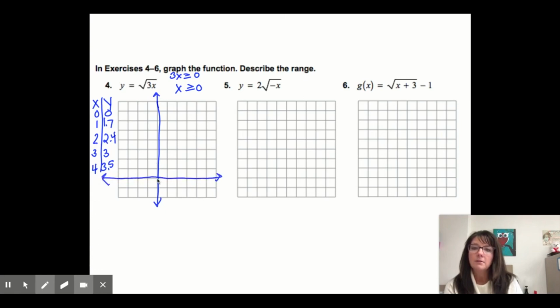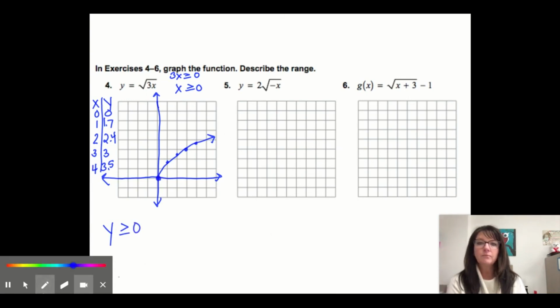Okay, so then we'll graph them. Here's our 0, 0, 1 and 1.7, 2 and 2.4, 3 and 3, 4 and 3.5, and it starts to curve there. And then when we draw this, we'll describe our range as y is greater than or equal to 0, because it's going to increase from there. All right.